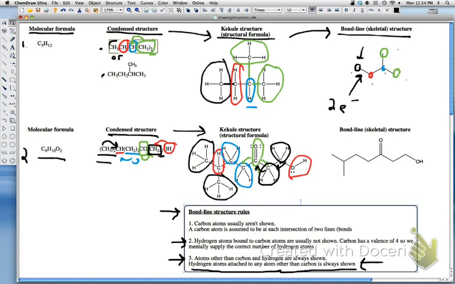And when you first start working on these examples, it's probably easiest to go from the condensed structure to the Kekulé structure first. Now what we're going to do is talk about going from the Kekulé structure to the bond line structure. Okay, and again in this bond line structure, we're not going to show any carbons. Hydrogens attached to carbons aren't shown. Every other atom is shown. Oxygens are shown, and a hydrogen connected to oxygen is also shown.